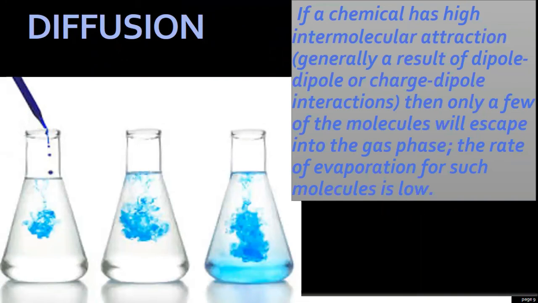Lastly, we have diffusion. If a chemical has high intermolecular attraction, generally a result of dipole-dipole or charge-dipole interactions, then only a few of the molecules will escape into the gas phase. The rate of evaporation for such molecules is low. Now, the example that we use for diffusion is evaporation. Strong intermolecular forces produce a lower rate of evaporation and a lower vapor pressure. Weak intermolecular forces produce a higher rate of evaporation and a higher vapor pressure.